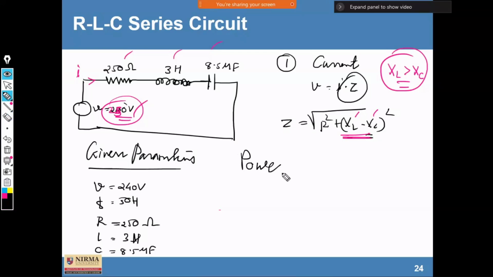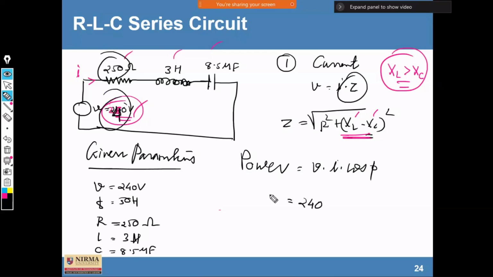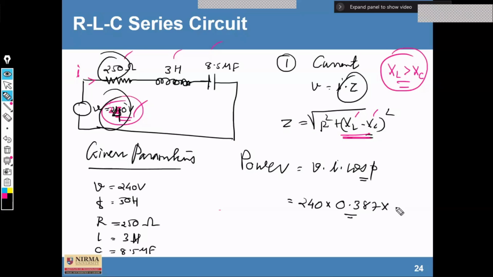Power is equal to V into I into cos phi. The value of V is how much? 240 volt. Sorry, forgot. This is 250 and this is 240. So 240 into current I. I is what you calculated, approximately 0.38 something you have found. Fine, 0.387 or whatever it may be. Please find the exact value here. And the value of power factor is 0.4.